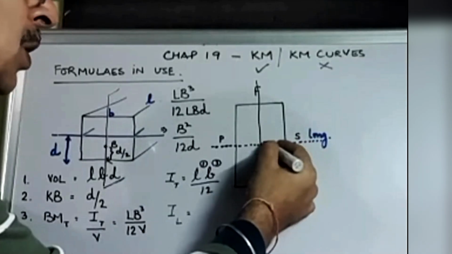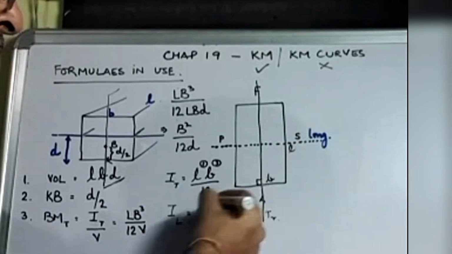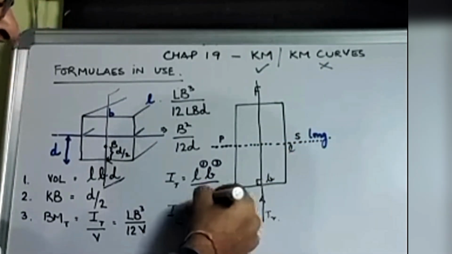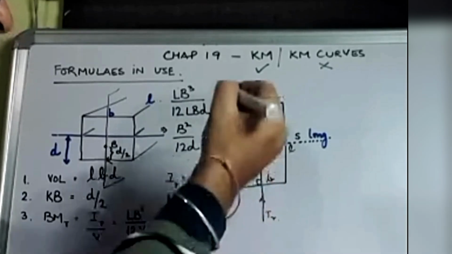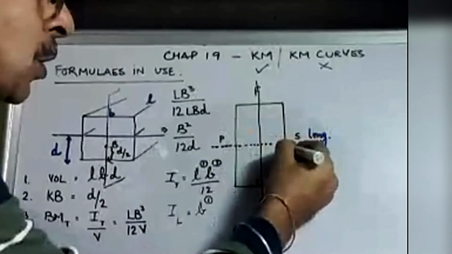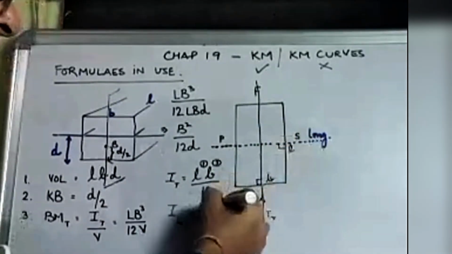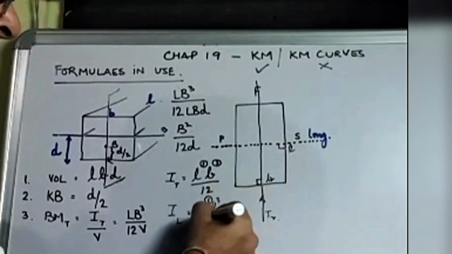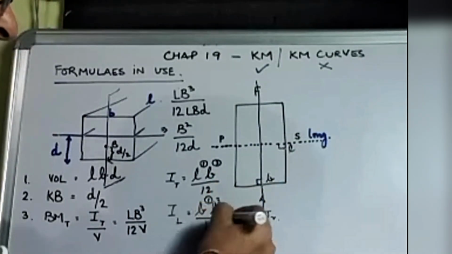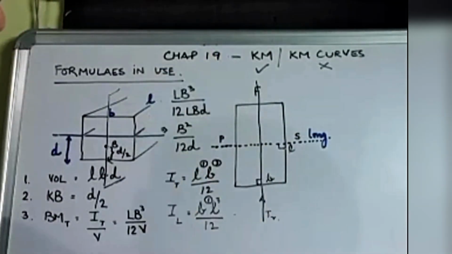The side which is parallel to the axis is powered as 1. The side which is perpendicular to the axis is powered as cube. And therefore, you get BL cube by 12.